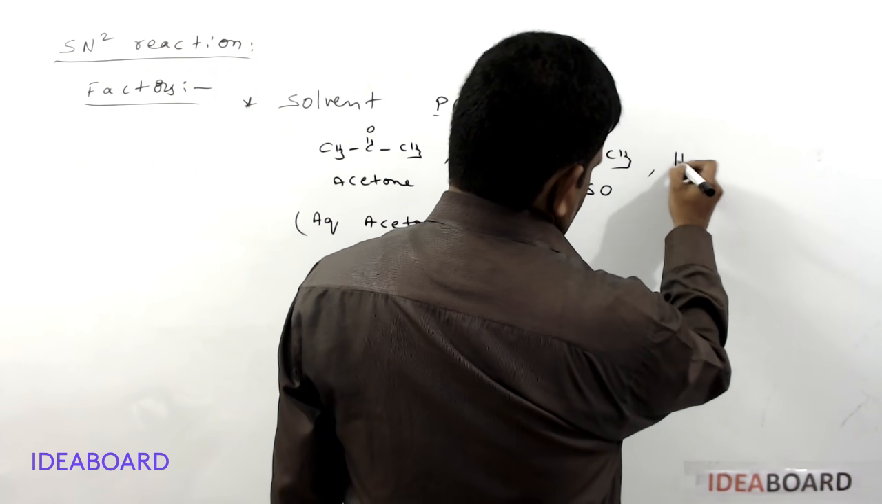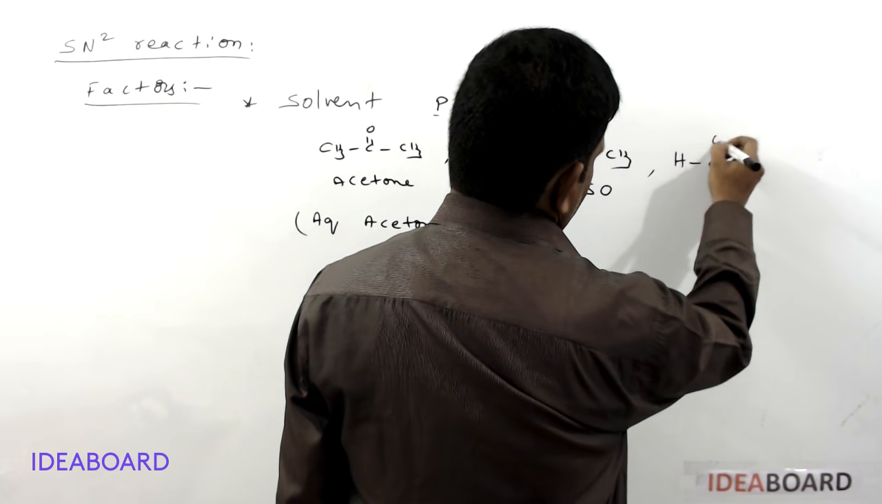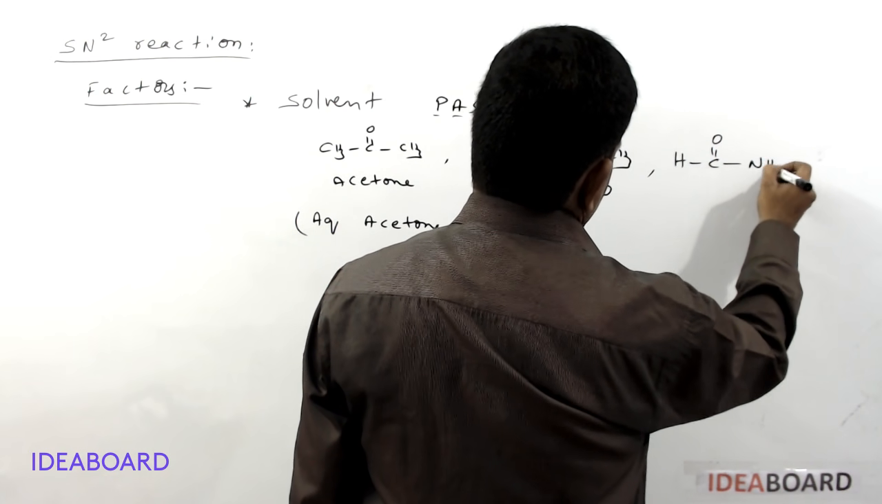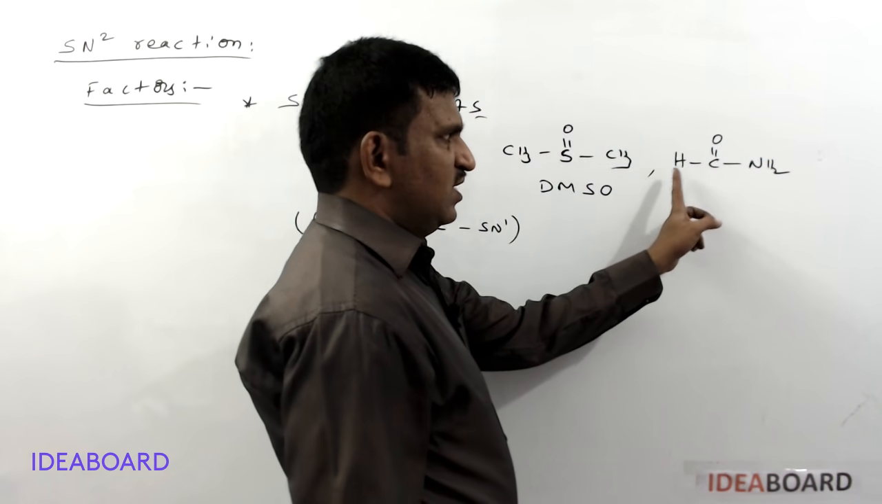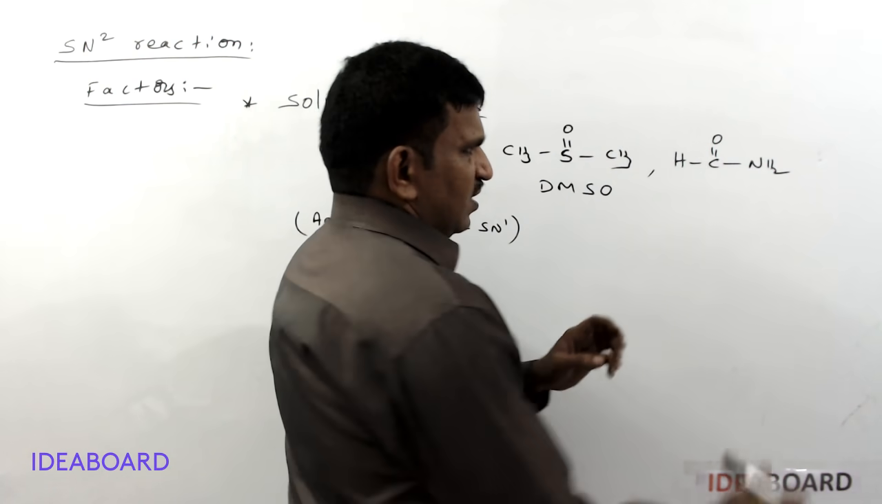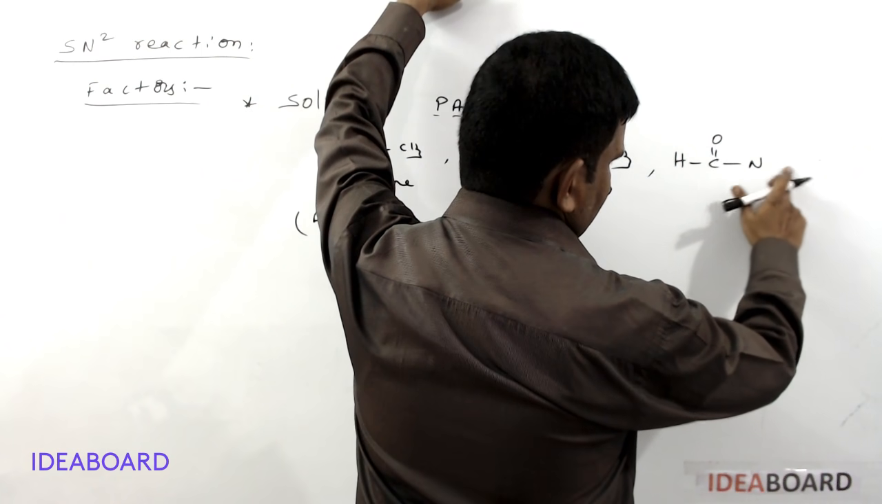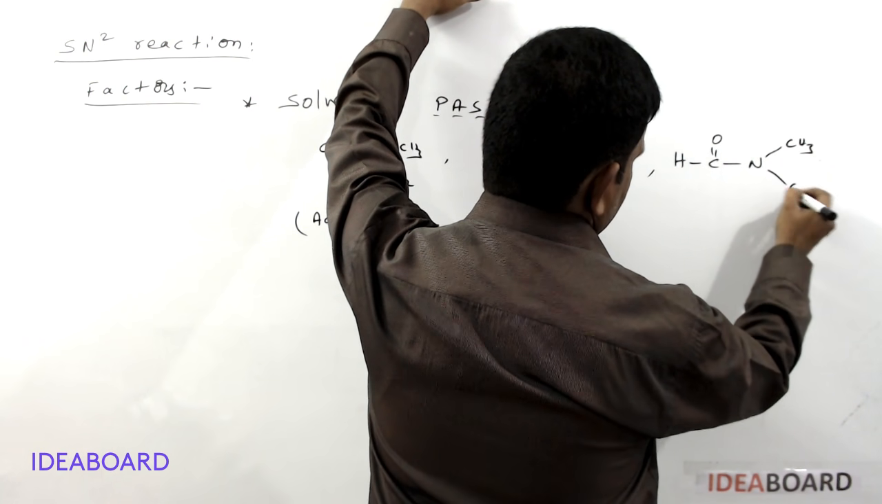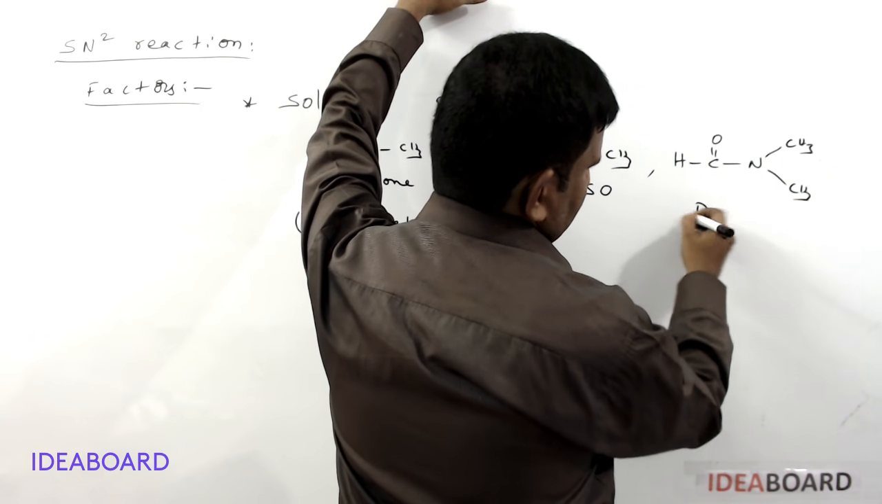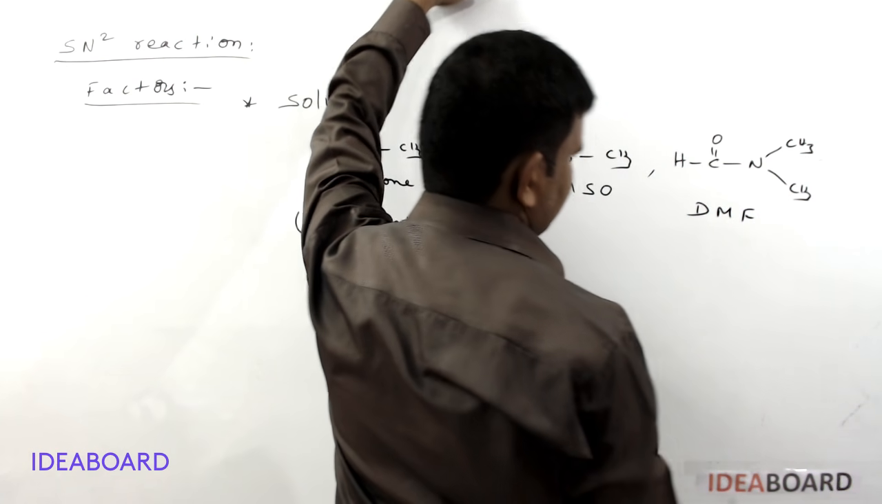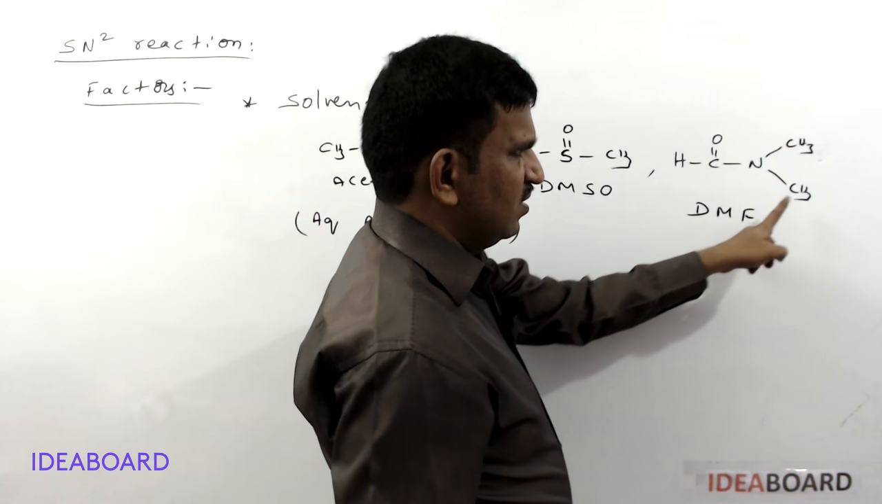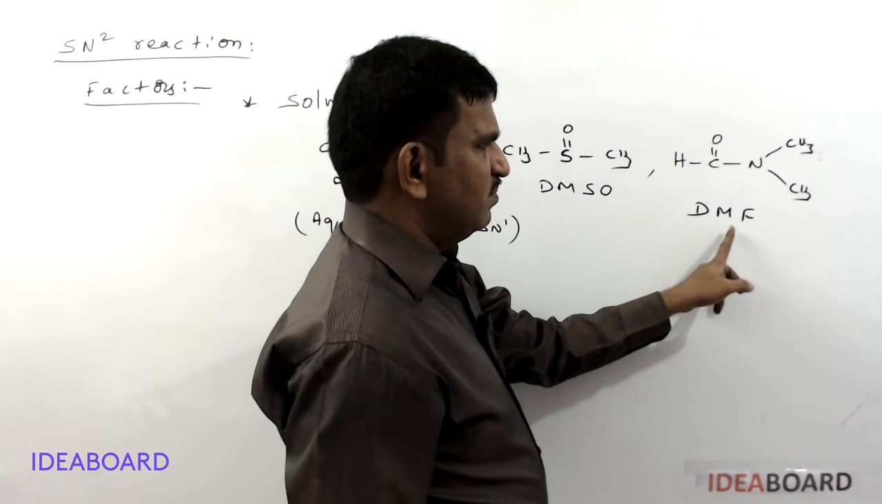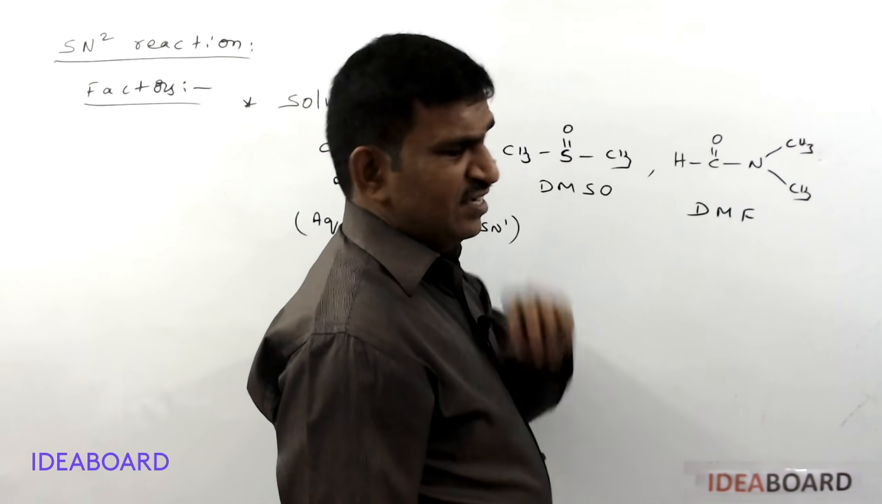And next, HC double bond O NH2. It is actually called formamide, and in this formamide, two hydrogen atoms are replaced with two methyl groups. So this is called DMF, dimethyl formamide.